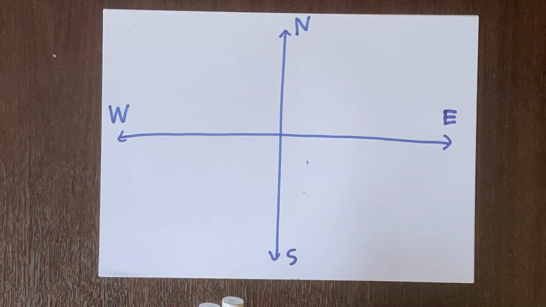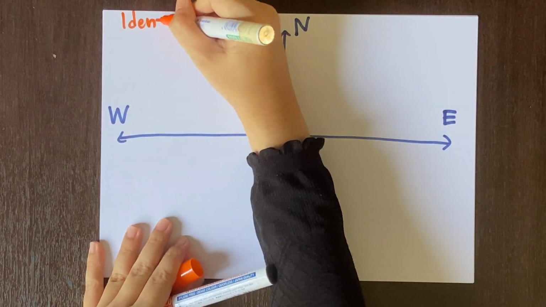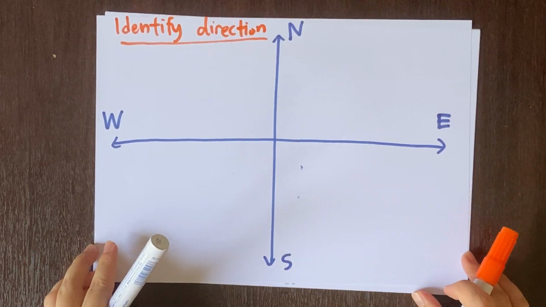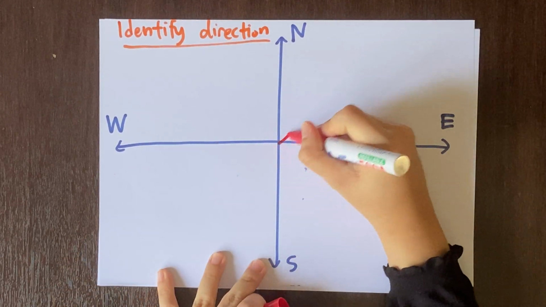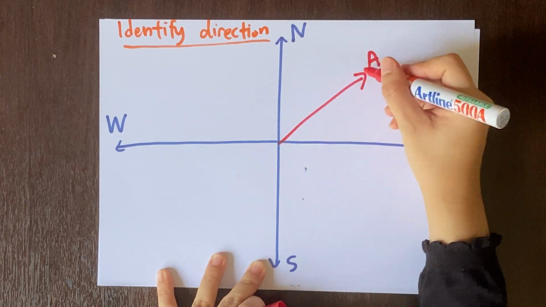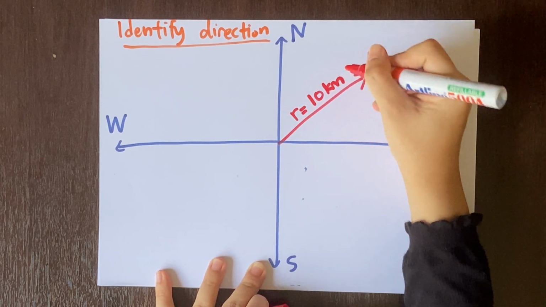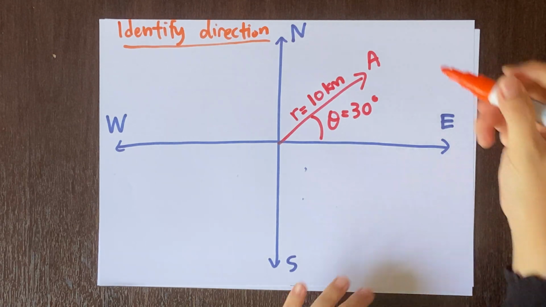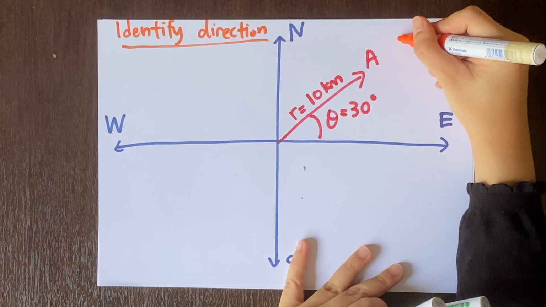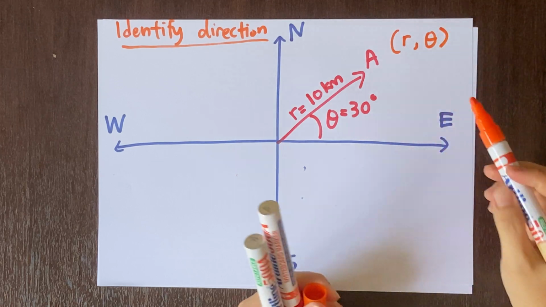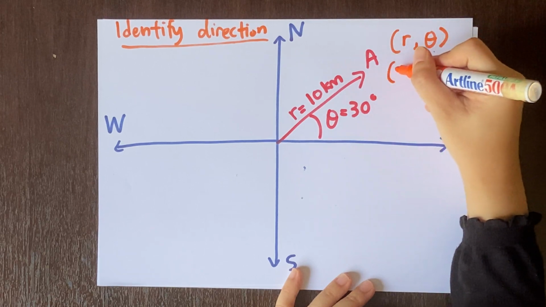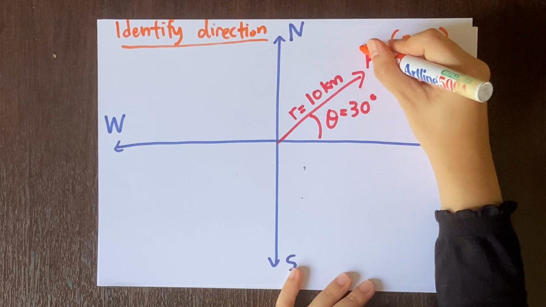Now we want to identify direction. For example, I give you one vector, vector A, with the magnitude of 10 kilometers with an angle of 30 degrees. How to pronounce this direction? Oh, very good. Some of you know about this. So how do you pronounce a vector? You should have magnitude and direction. R is the magnitude, theta is the direction. So how do you determine this vector A? Vector A with an arrow because it's a vector quantity.